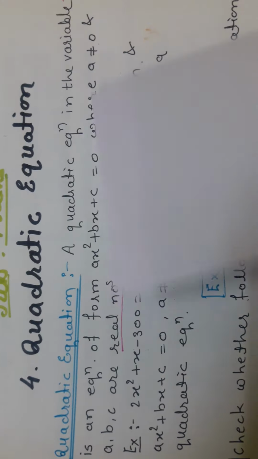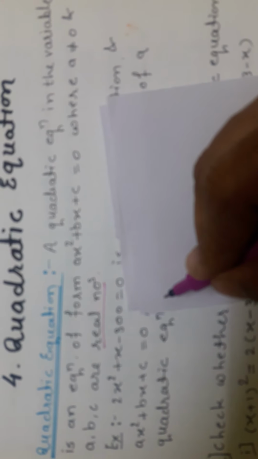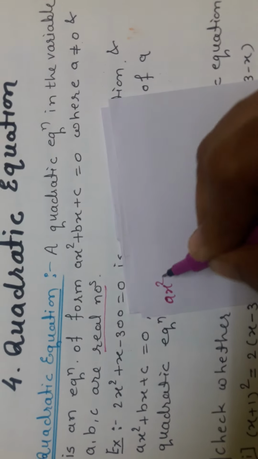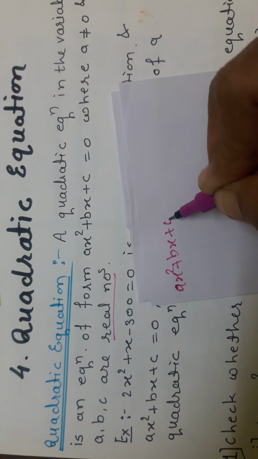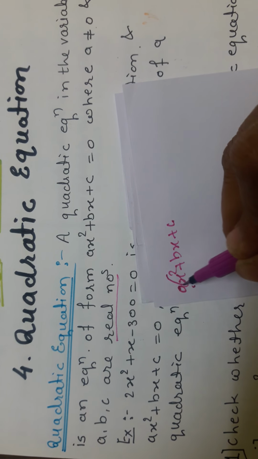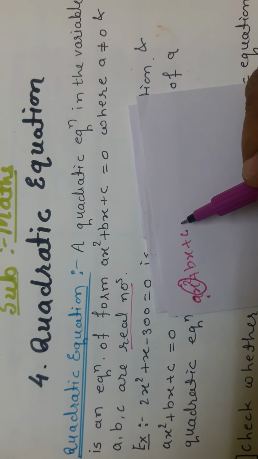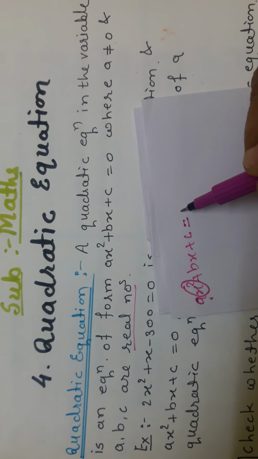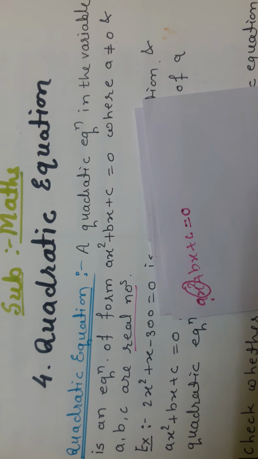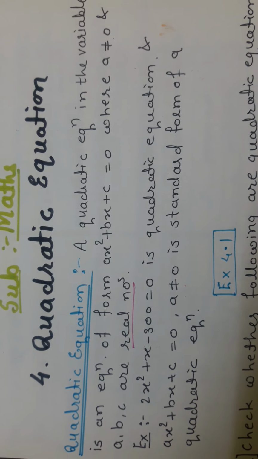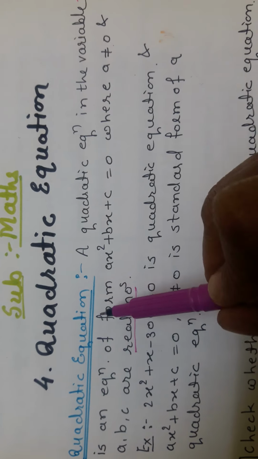In the second lesson we have learned about the quadratic polynomial ax square plus bx plus c, whose highest degree of the variable is 2, then it is called a quadratic polynomial. And when we equate a quadratic polynomial with 0, it becomes a quadratic equation. So we will see what a quadratic equation is.